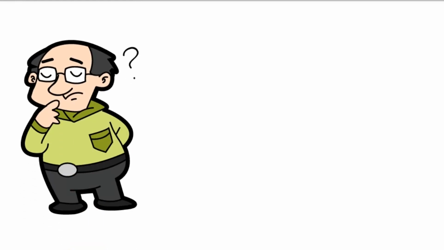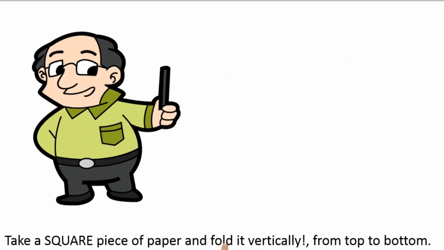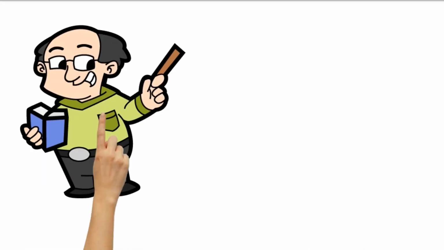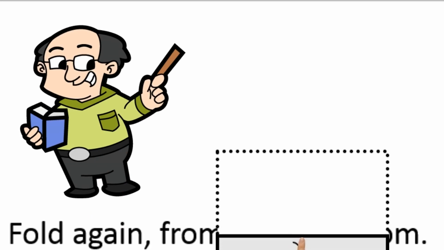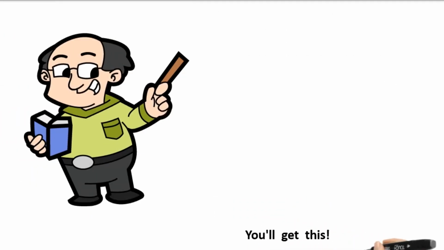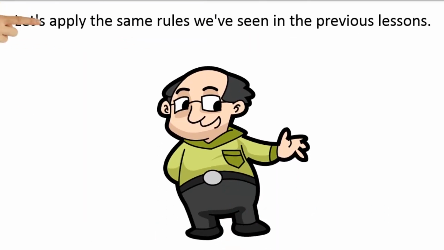Paper folding questions. Number 9. Take a square piece of paper and fold it vertically, from top to bottom. Fold again, from top to bottom. You'll get this. Let's apply the same rules we've seen in the previous lessons.